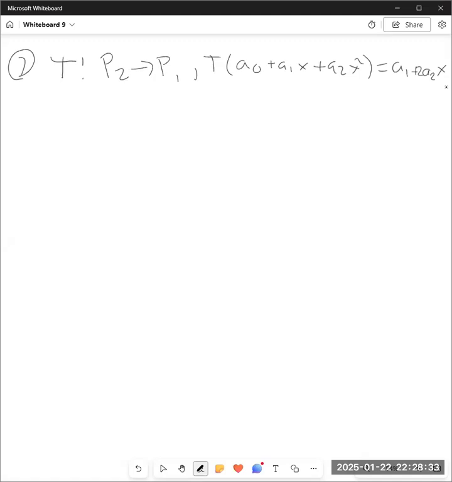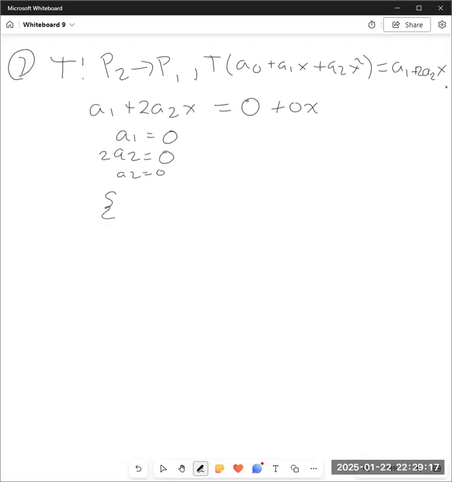So A1 plus 2A2x is equal to 0. And then that means that A1 has to equal 0 and A2 has to equal 0. We're assuming x is not 0 here. This needs to be 0 for all values of x. So this is 0 plus 0x. So A1 is 0 and A2 is 0.